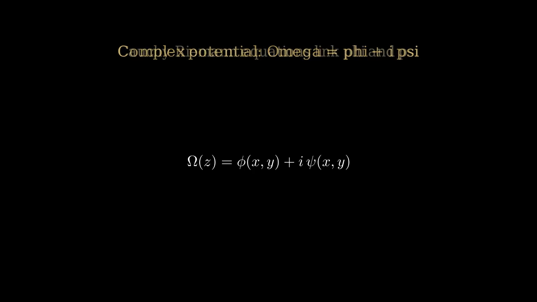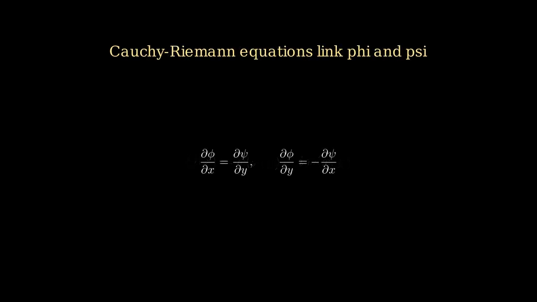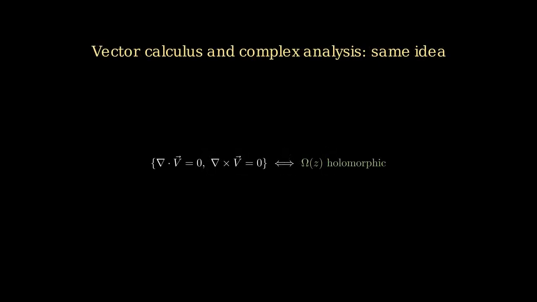The Cauchy-Riemann equations apply directly. Curly d phi by curly dx equals curly d psi by curly dy, and curly d phi by curly dy equals negative curly d psi by curly dx. This is the deep overlap the module has been building toward. The vector calculus conditions, 0 divergence and 0 curl, and the complex analysis condition, holomorphic, are the same statement, just in two different languages. Since Cauchy-Riemann holds, omega of z is holomorphic.